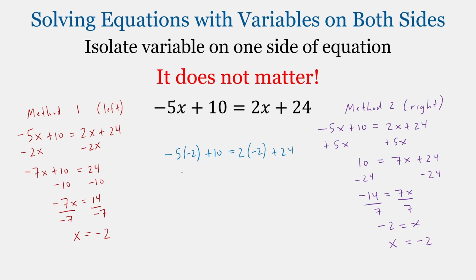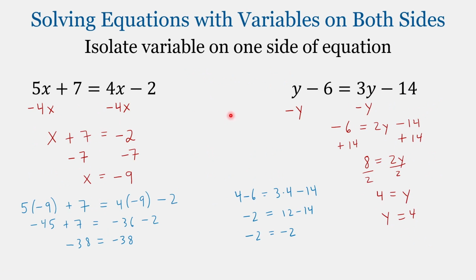-5 times -2 is positive 10, plus 10 equals 20. 2 times -2 is -4, plus 24 is also 20.